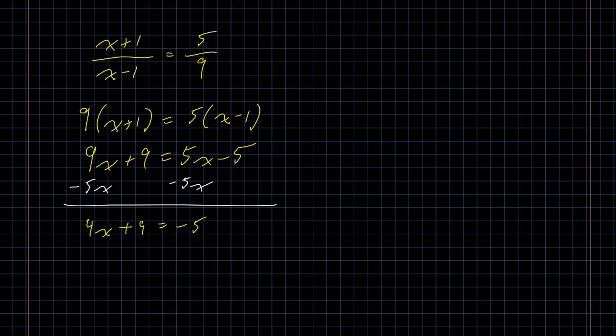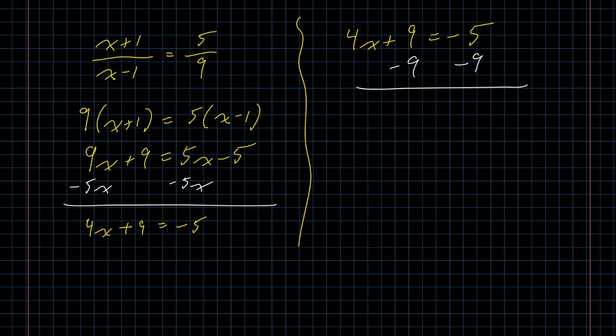Now from here, I'm running low on space, so let's just continue over in another column. I'll rewrite my 4x plus 9 equals negative 5 before I subtract 9 on both sides of the equation, giving me 4x equals negative 14, and then I divide by 4, giving me that x is negative 14 over 4, which would reduce, and I can call it negative 7 over 2 instead.